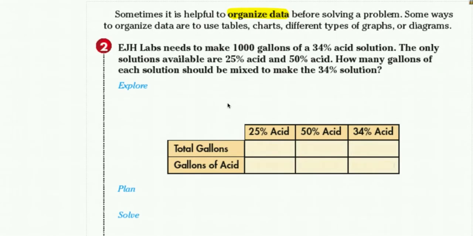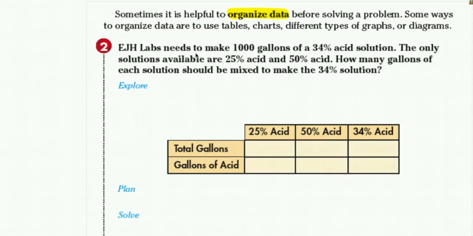So example number 2, sometimes it is helpful to organize data before solving a problem. Some ways to organize data are to use tables, charts, different types of graphs, or diagrams. And we go back to your favorite part of algebra, which is a mixture word problem.